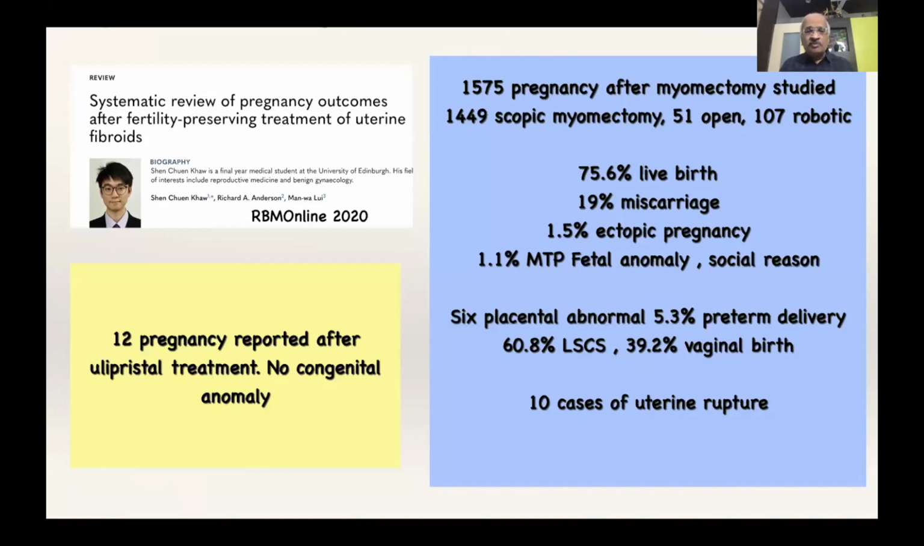And what about pregnancies after ulipristal? Very few pregnancies have been reported in the literature. I'm sure there must be many, because in India we use a lot of ulipristal. There were 12 pregnancies reported with ulipristal acetate, and at least no congenital anomaly has been reported. Since there were such a small number of cases reported, no meta-analysis is possible.